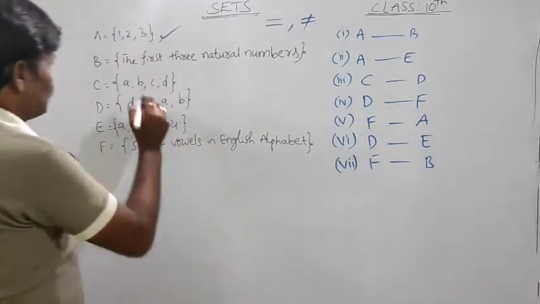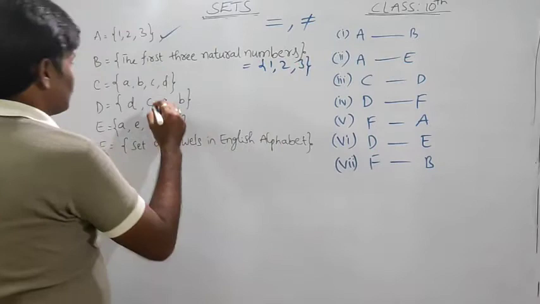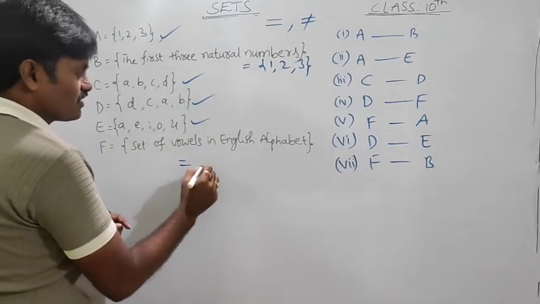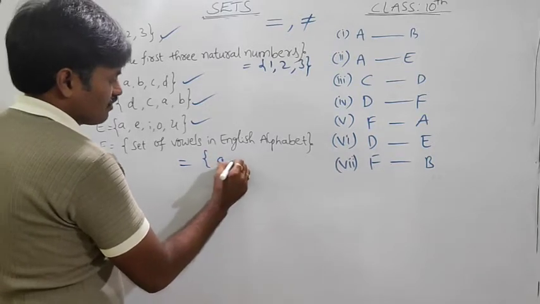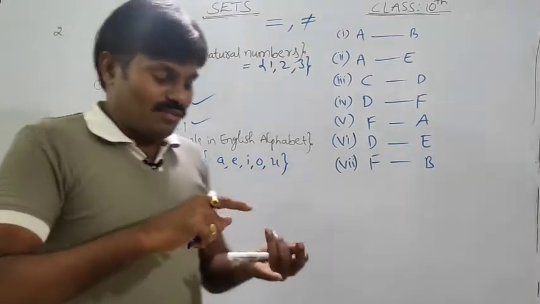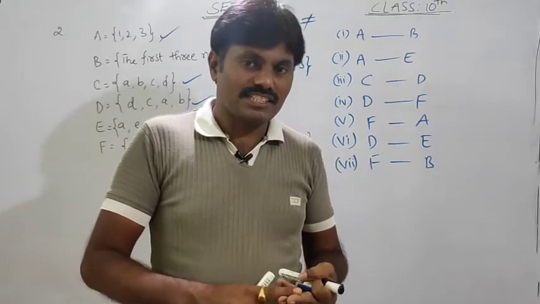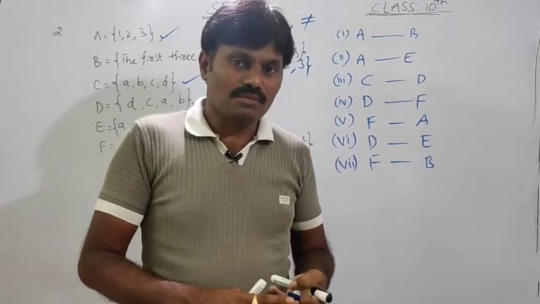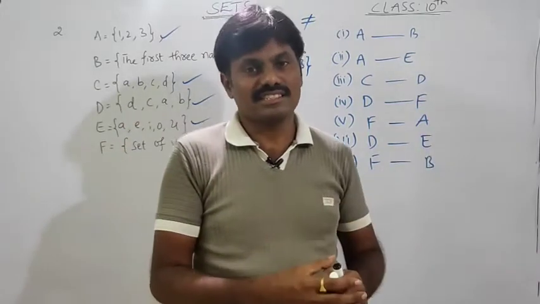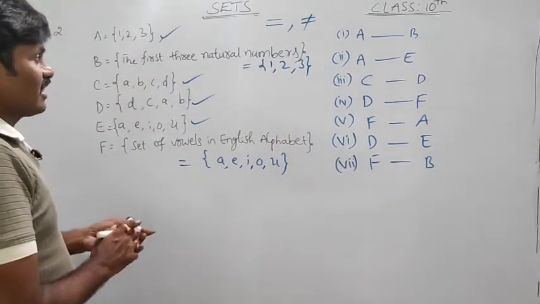Now, the first three natural numbers: 1, 2, 3, easy. A, B, C, D, no issue. D, C, A, B, no issue. A, E, I, O, U, no issue. The set of vowels in the English alphabet: what are the vowels? Very well known. So you must remember all these things. What is the first prime number? What is the even prime number? What are the vowels in the English alphabet? What is the least composite number? What are the composite numbers? Number theory is also related to this sets topic. Now it is easy to write whether these are equal or not.